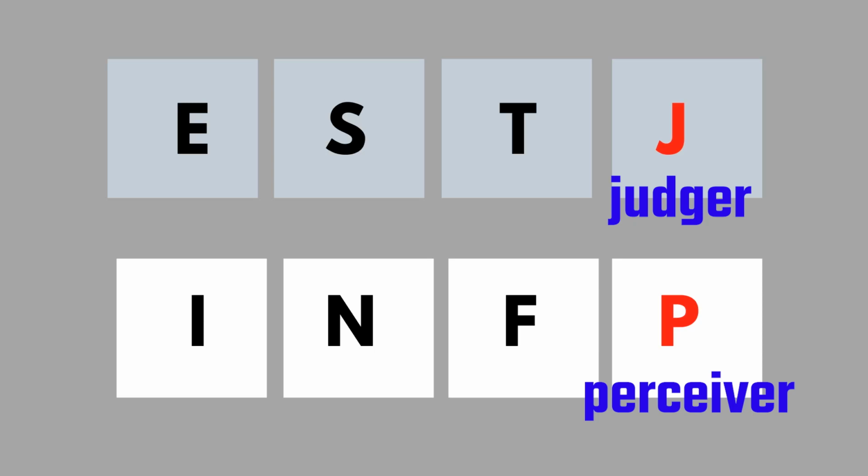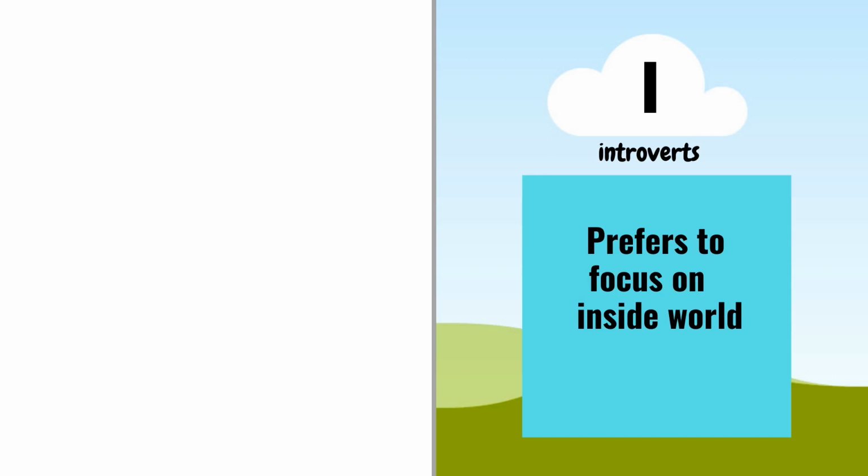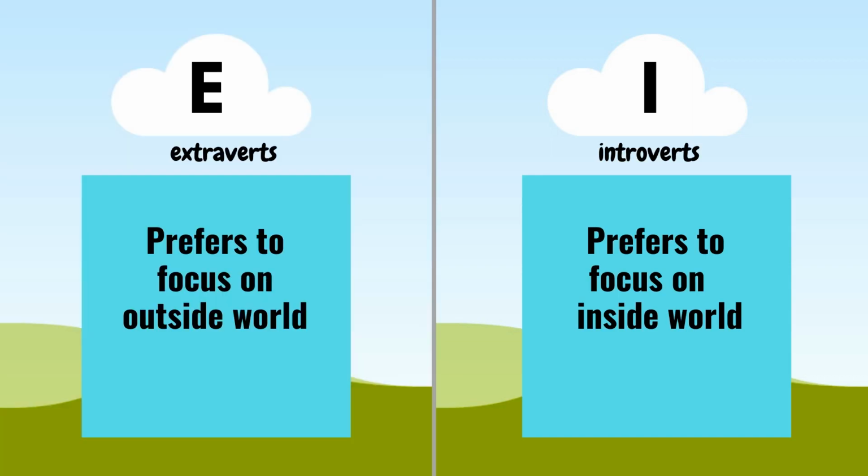So what do all these individual alphabets refer to? Or what do these individual alphabets mean? Let's come to that. The E and I dichotomy is actually very easy to understand. A lot of people already know what extrovert and introvert stand for, although it may be a slight misconception. But in general, extroverts prefer to focus on the outside world. On the other hand, introverts prefer to focus on the inside world or within themselves. So this is the main difference between the extrovert and the introvert.